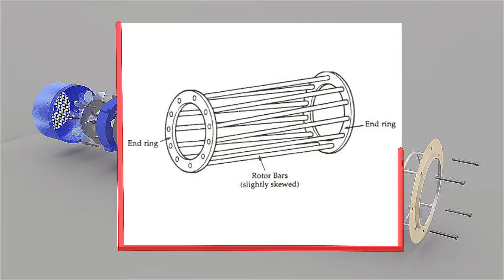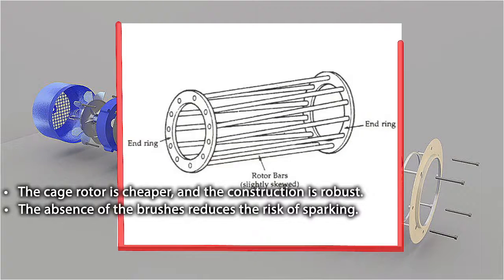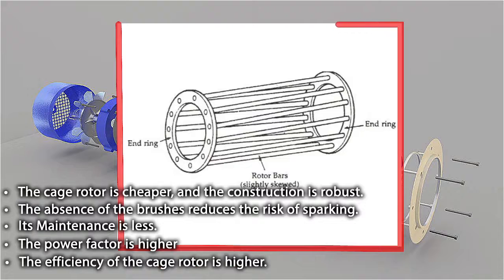Advantages of a squirrel cage rotor. The following advantages of the cage rotor are given below. The cage rotor is cheaper and the construction is robust. The absence of the brushes reduces the risk of sparking. Its maintenance is less, the power factor is higher, and the efficiency of the cage rotor is higher.